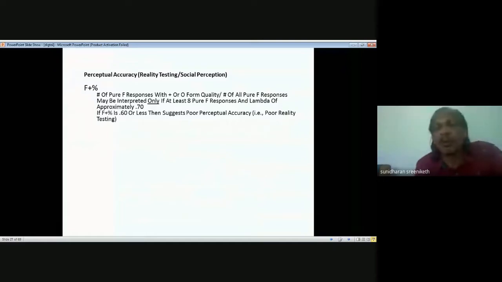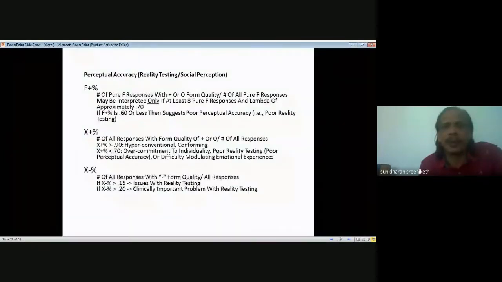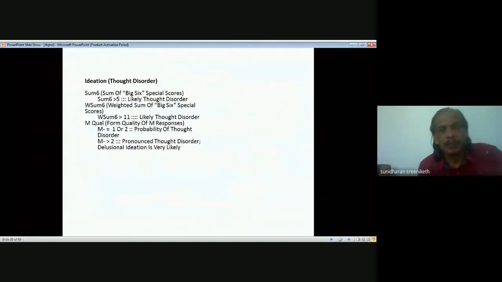There are some formulas for understanding this reality, perceptual accuracy, especially these form responses, so that indicate the conventional or conforming commitment, emotional experience, reality testing, etc. Okay, X response. Then thought disorder is another index that can be assessed through this Rorschach blot test. Here ideation can be calculated using the formulas given here, and the affect, what does affect mean in psychology?